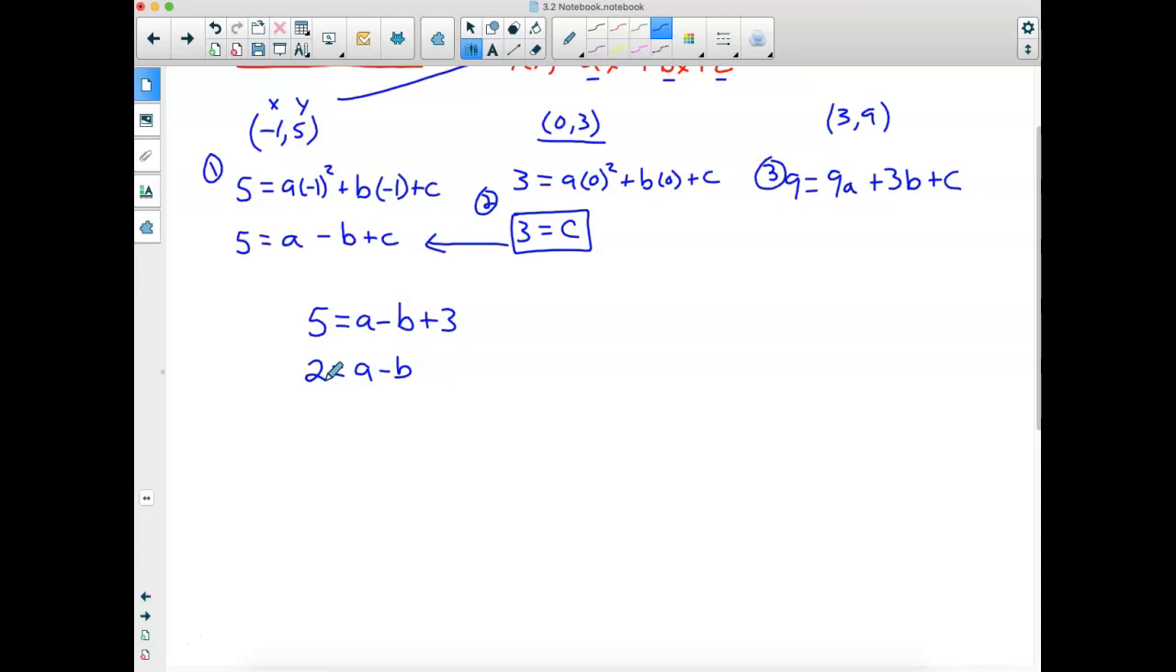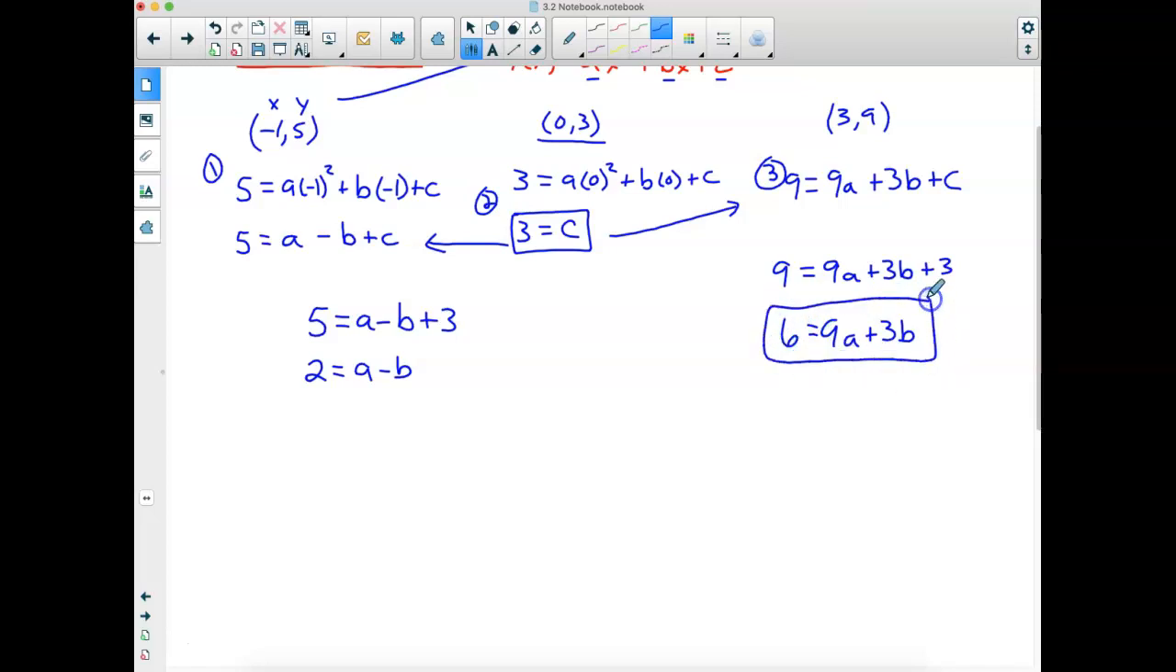Okay. And then I'm going to do the same thing. I'm going to plug the c into this one. That's going to give me 9 equals 9a plus 3b plus 3. And I'm going to subtract that 3 over, and I'm going to say 9a plus 3b. Well, that's going to equal 6. Okay, so now I have 2 new equations. I have this one, and I have this one. I have a system of equations with 2 variables in it.